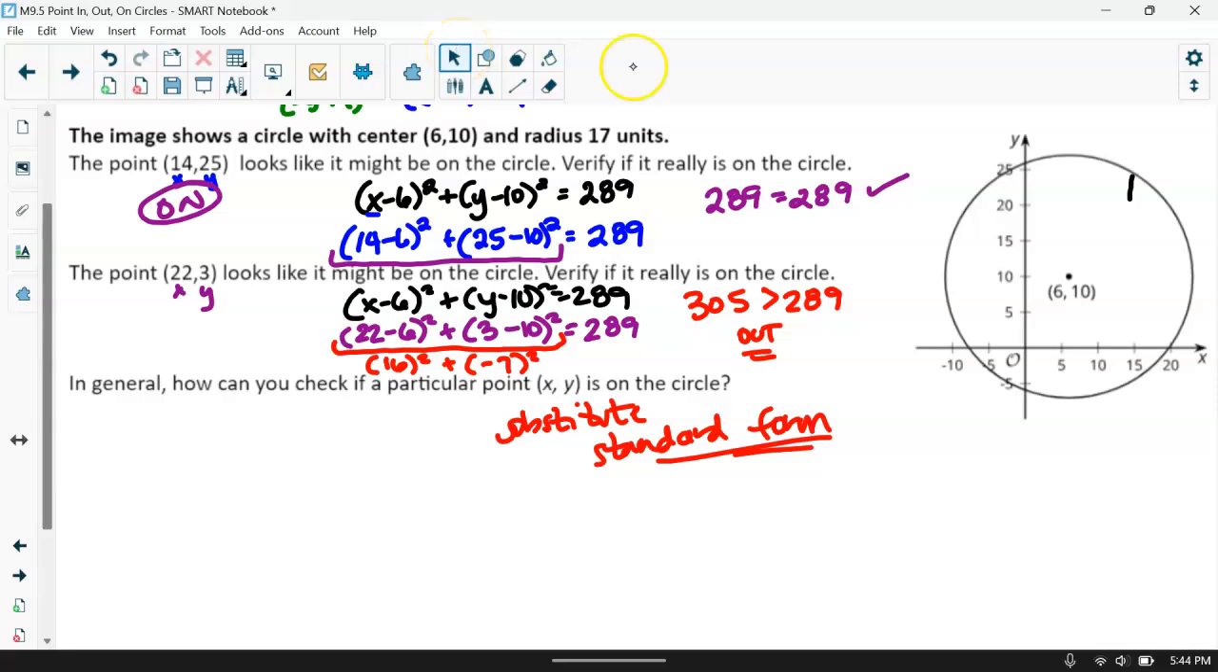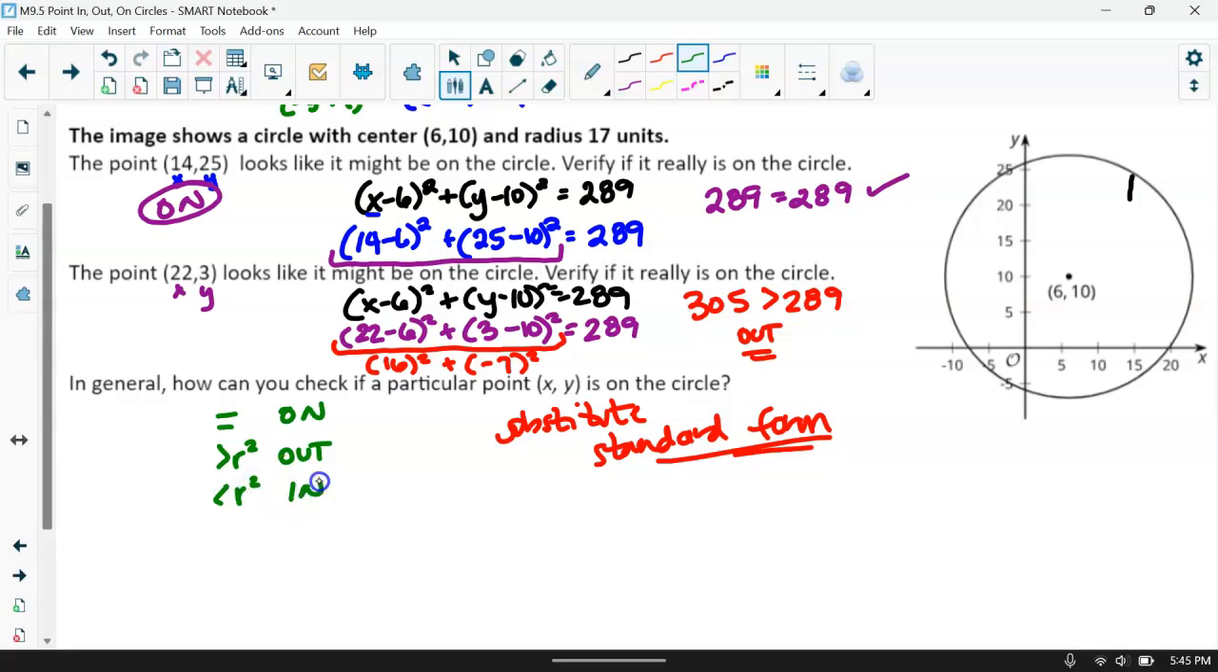And also keep in mind here too, right, that when we're solving, if we end up with values equal to each other, then the point is on the circle. But notice how we got greater than, right? So if our value is greater than our r squared, then it was outside of the circle. If we end up with a value less than our r squared, then the point is inside of our circle.